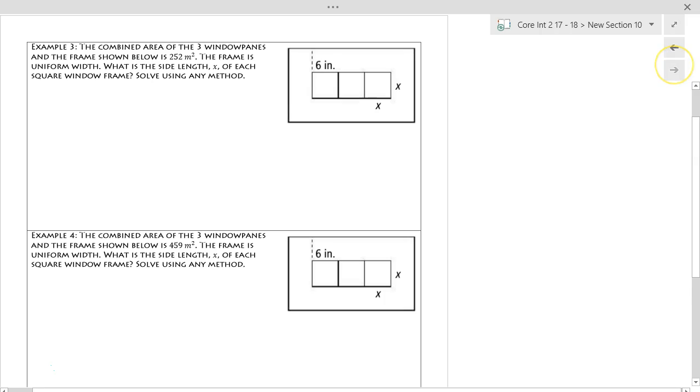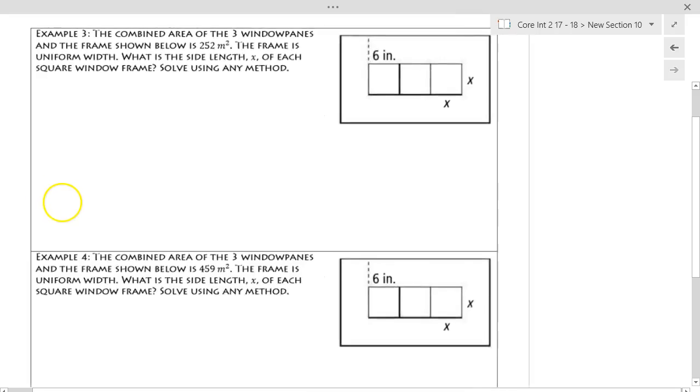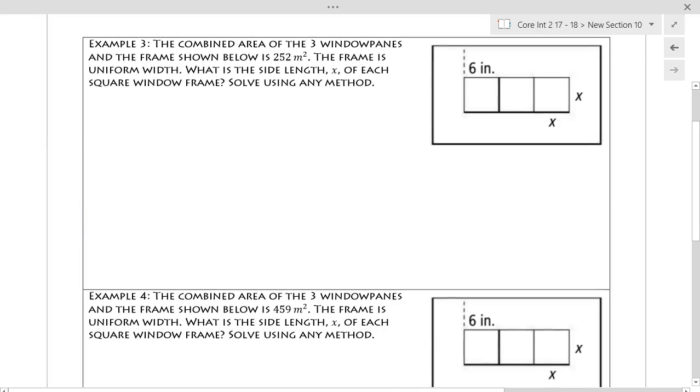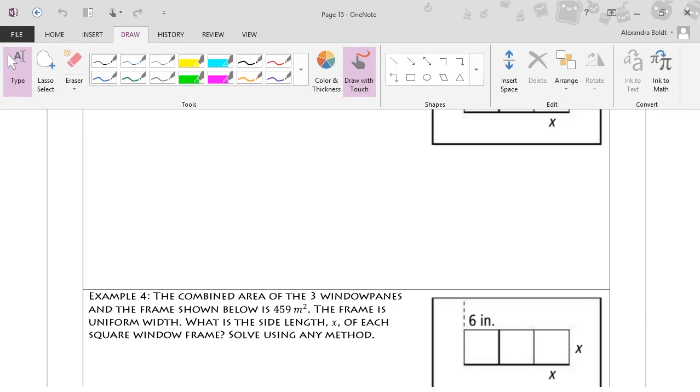All right, let's go ahead and look at our next question. Example 3. The combined area of the 3 window panes and the frame shown below is 252 meters squared. The frame is uniform width. What is the side length x of each square window? So I'll be using any method. Okay. So again, we're going to be using the area model for this. I know the area is 252.